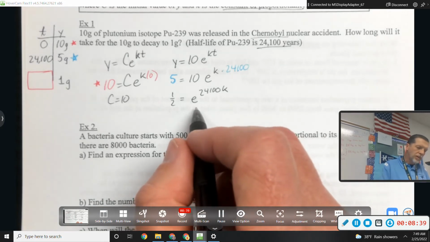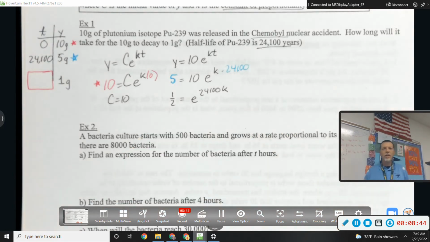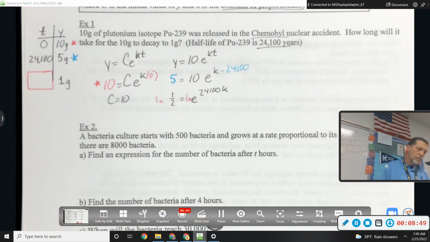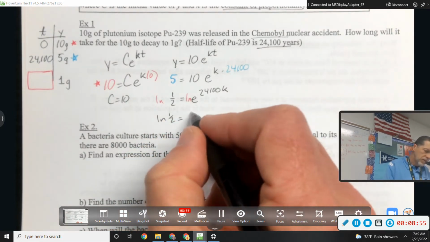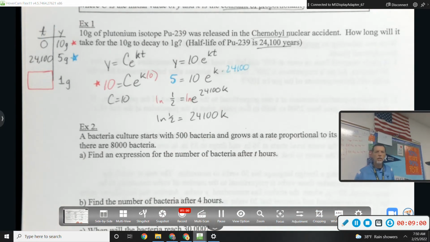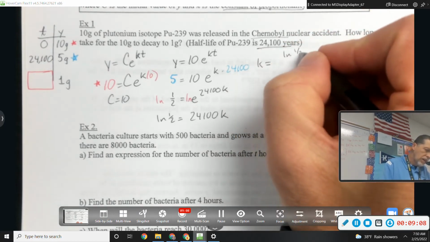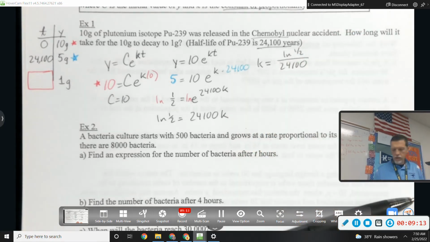All right, some of you are going to unfish hook, which is fine. Others of you might natural log both sides. That's what I would do to solve this problem. But either way, you end up with the same thing. Natural log 1/2 equals 24,100k. So that means k is equal to natural log of 1/2 over 24,100.